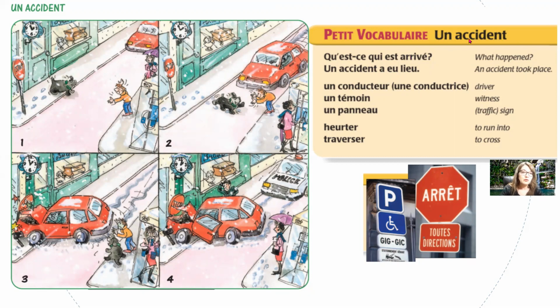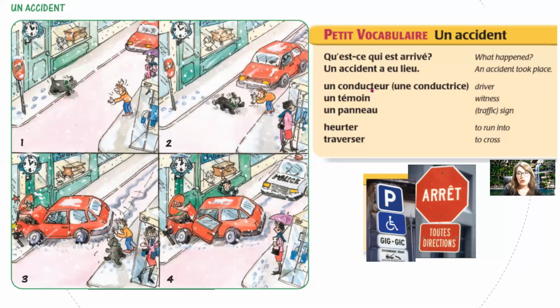Un accident veut dire accident et c'est un nom masculin. Voici quelques vocabulaires pour parler des accidents. Qu'est-ce qui est arrivé? What happened? Qu'est-ce qui est arrivé? What is it that happened? Qu'est-ce qui est arrivé? C'est un verbe au passé composé. Un accident a eu lieu. An accident took place. A eu lieu, a eu is the passé composé of the verb avoir. It took place, a eu lieu.